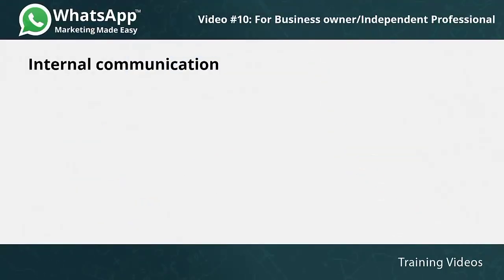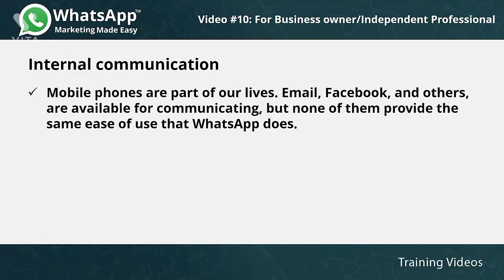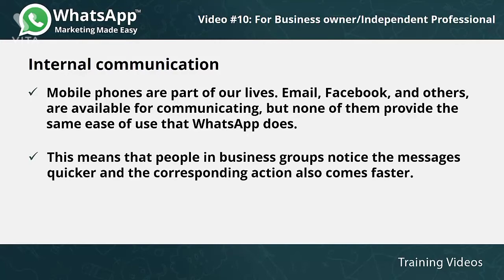Internal communication. Mobile phones are part of our lives. Email, Facebook, and others are available for communicating, but none of them provide the same ease of use that WhatsApp does. This means that people in business groups notice the messages quicker, and the corresponding action also comes faster.